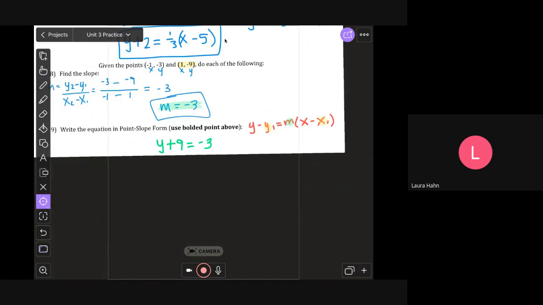So I did the equals, and I put my slope. Now I'm going to write parenthesis x, and I'm going to put the opposite of my x value. I look at my x value, it's a +1, so I'm going to put a -1. And this is what the equation should look like in point slope form.